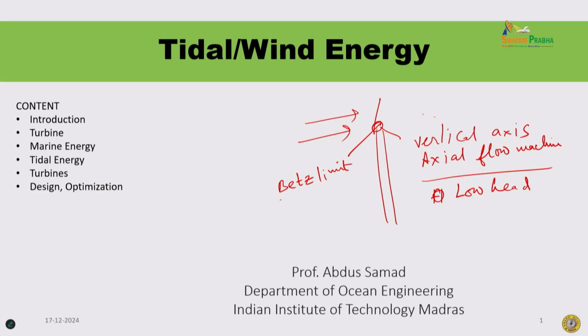Wind turbines have a limitation in power extraction. There is one term called the Betz limit. This says that less than 60% of the energy can be harvested or extracted; the remaining you cannot extract. Okay.